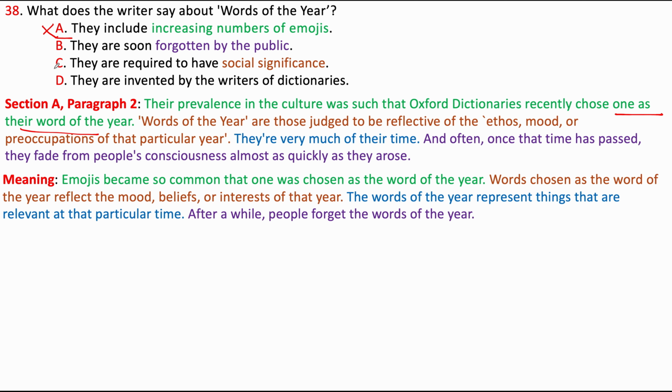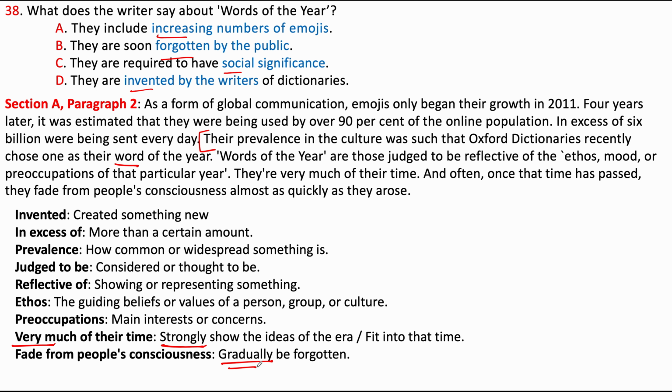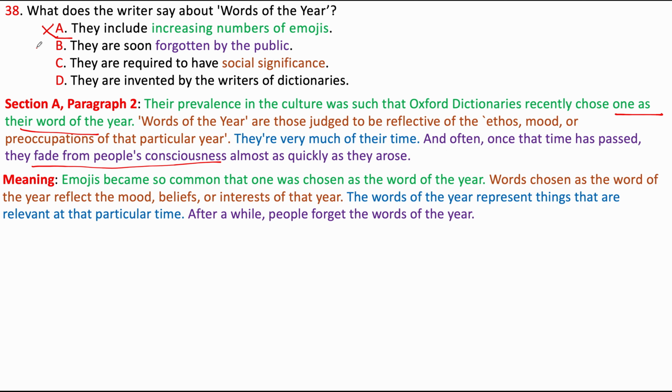Option B says they are soon forgotten by the public. This seems correct. The text says that words of the year fade from people's consciousness, which means that they are gradually forgotten. Option C says that they need to have a social significance. While the text mentions that words of the year reflect the ethos, mood, or preoccupation of that year, this doesn't necessarily mean they have social significance. It's more about the culture of the time rather than a broad social meaning.